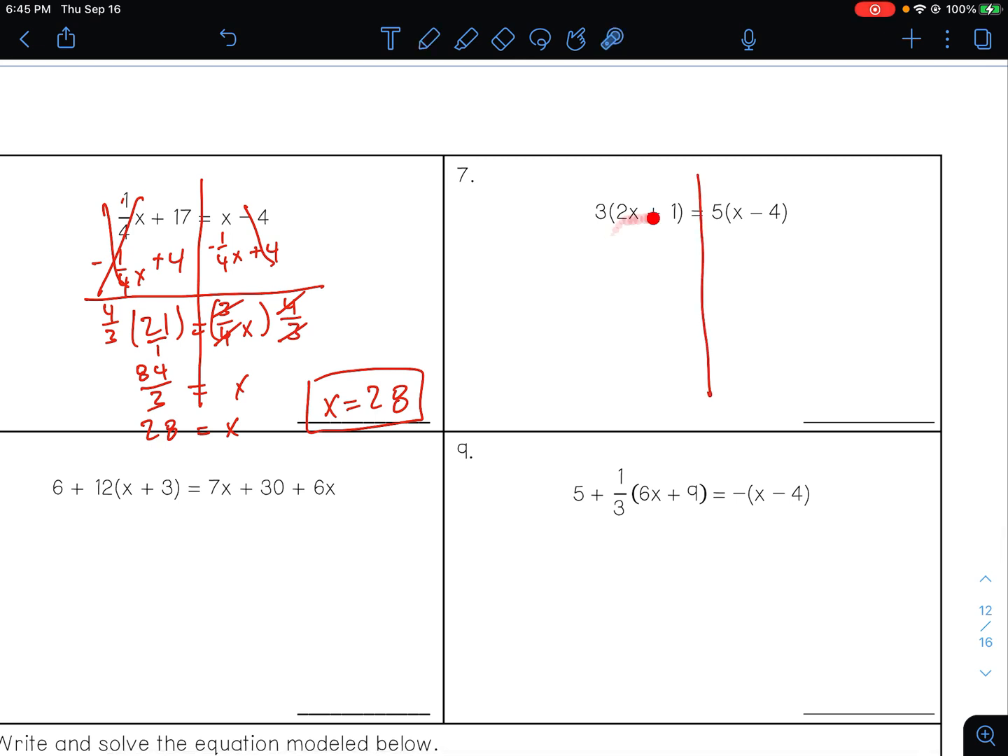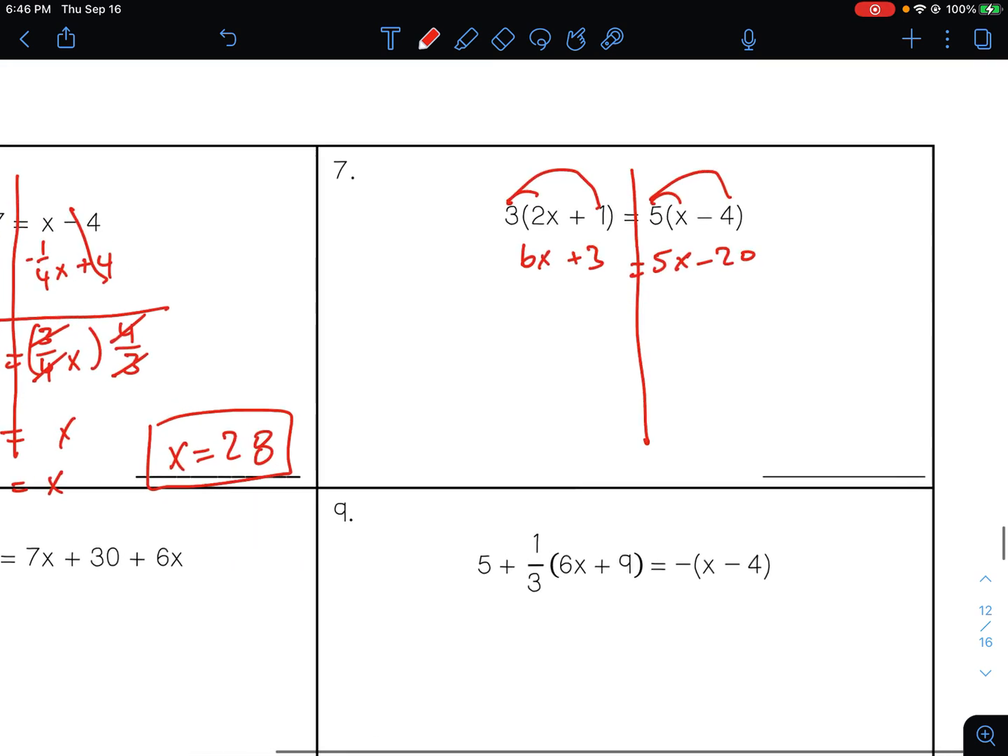Ooh, we got some parentheses we have to distribute. So I'm going to do this side. Does it matter which side? Nope. Let's do this first rainbow, single rainbow. That's 6x. Do double rainbow. Whoa, 3 times positive 1 is positive 3. Single rainbow, 5x is 5x. 5 times negative 4 is negative 20. Okay, now we can proceed.